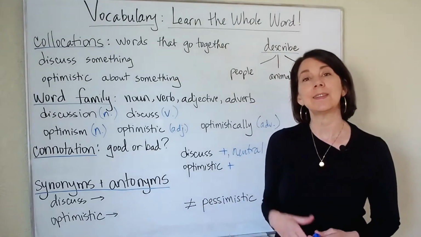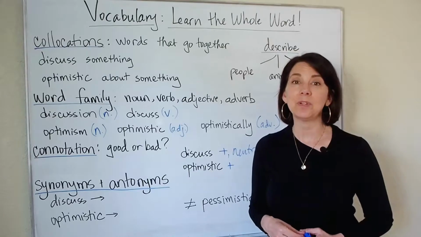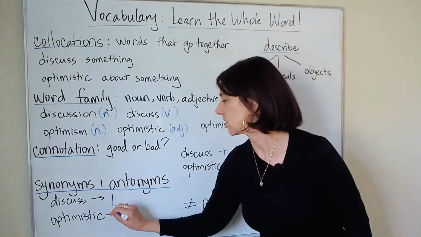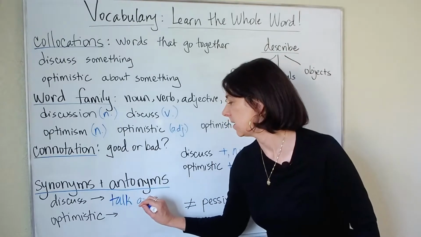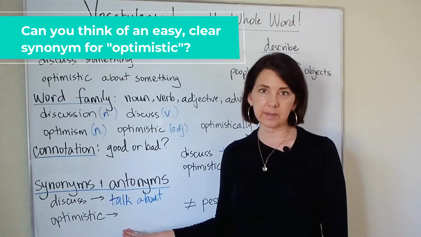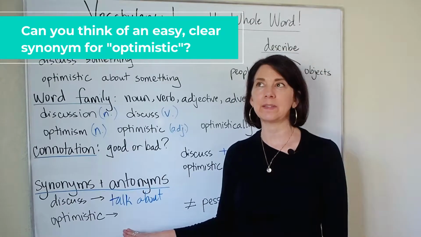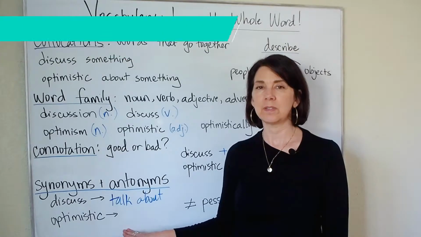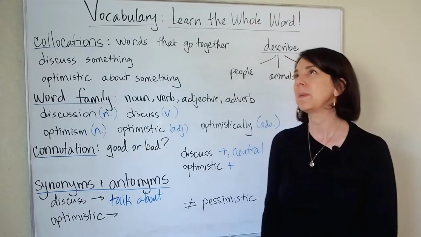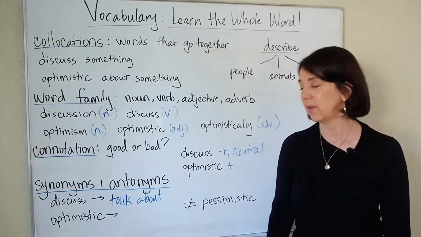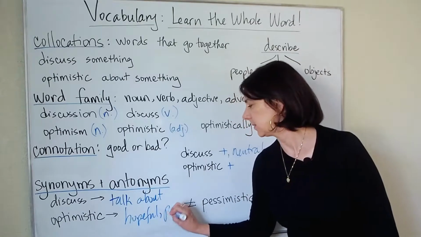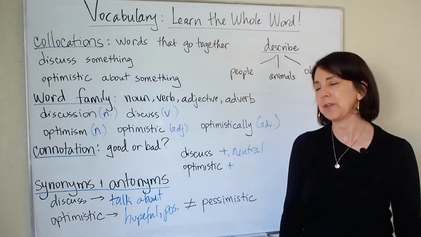So for discuss, the easy, clear synonym that I would use would be talk about. So again, that's an easy, clear synonym. What about optimistic? Optimistic, we might say positive. So she's a positive person. She's an optimistic person. We might say hopeful. These are not exactly the same, but they are pretty good.